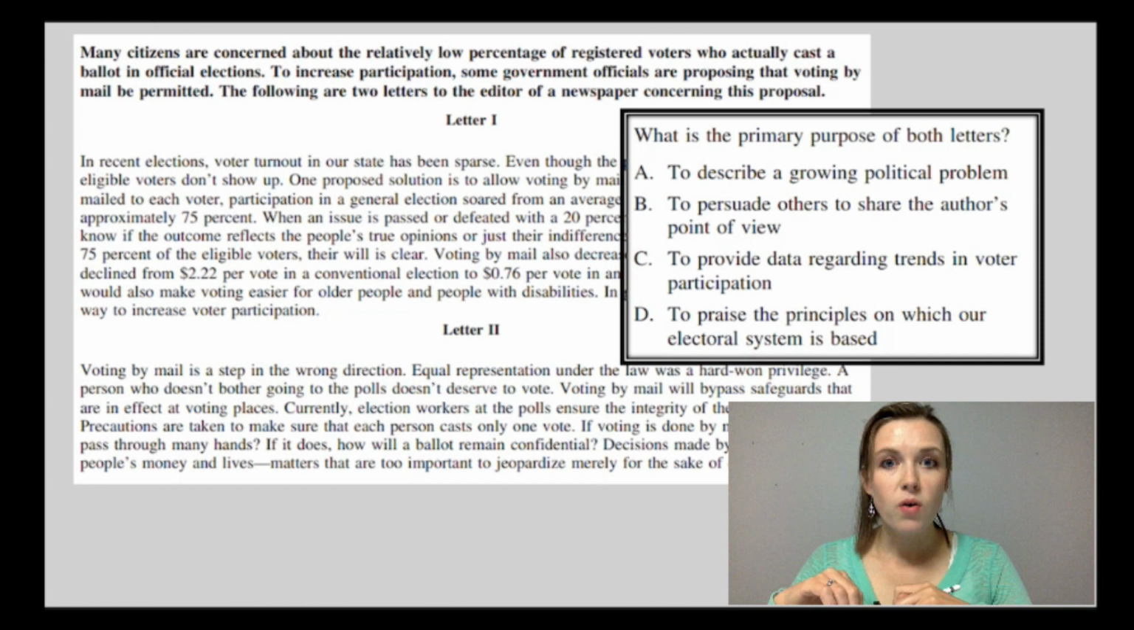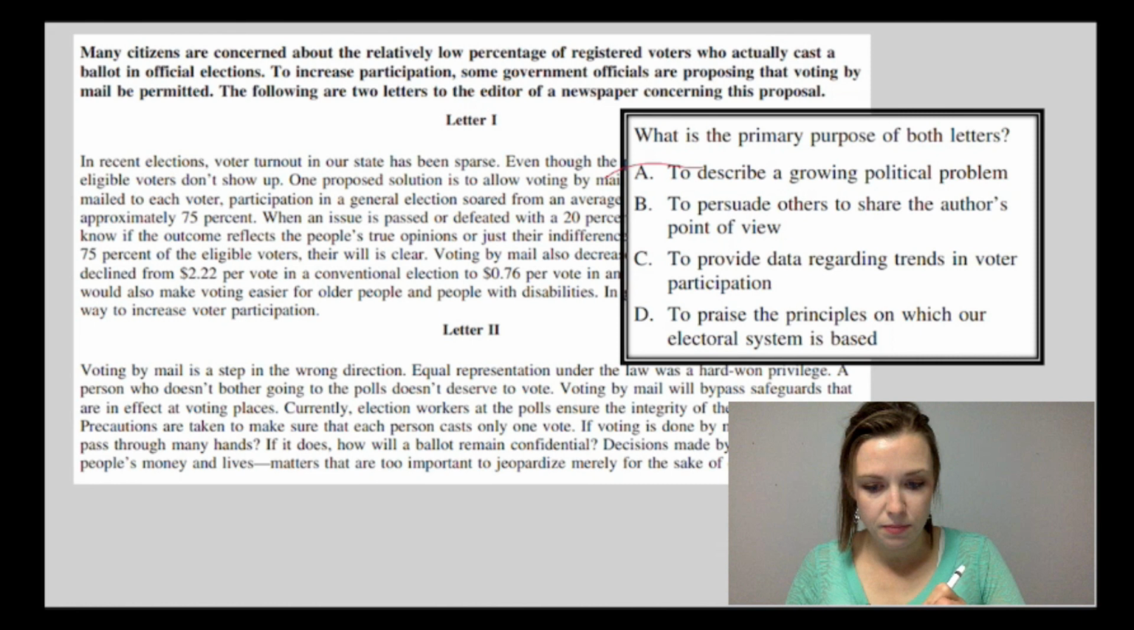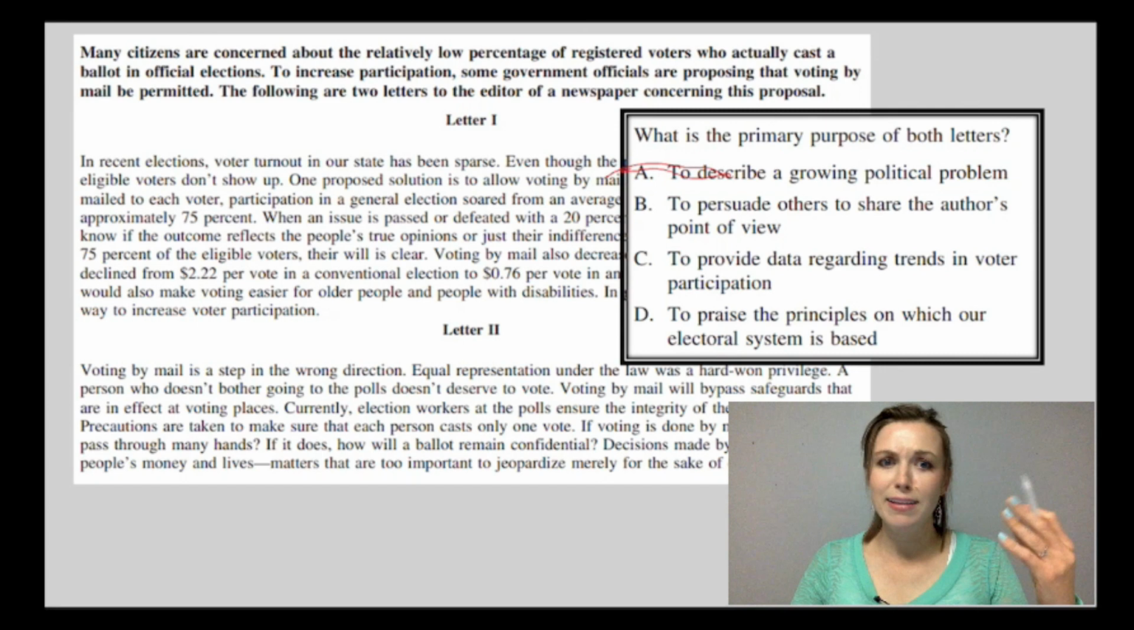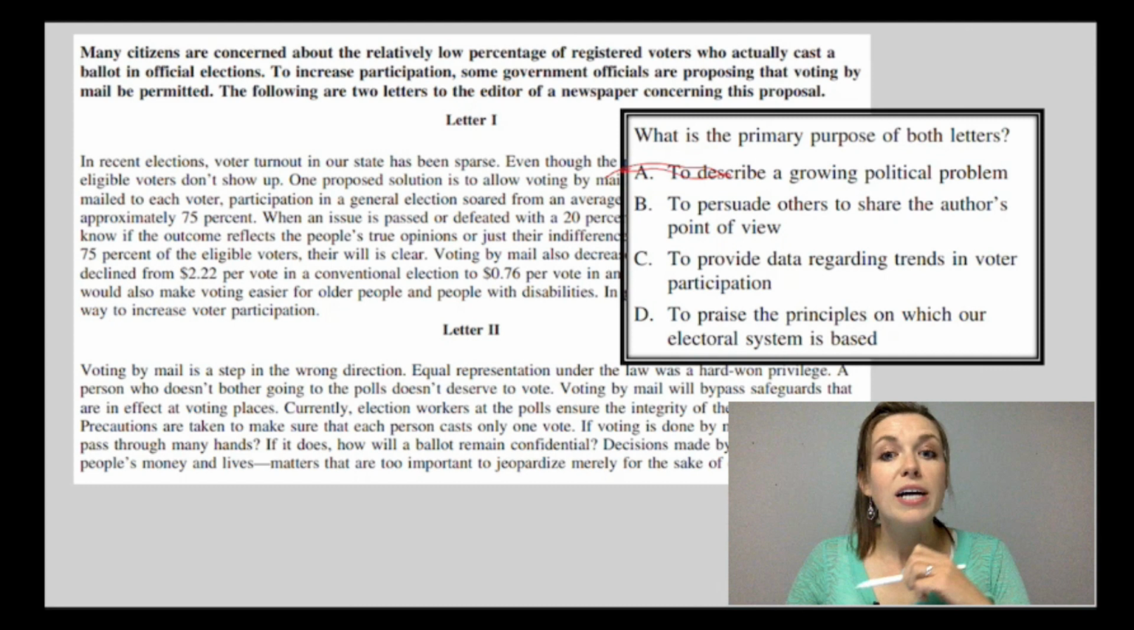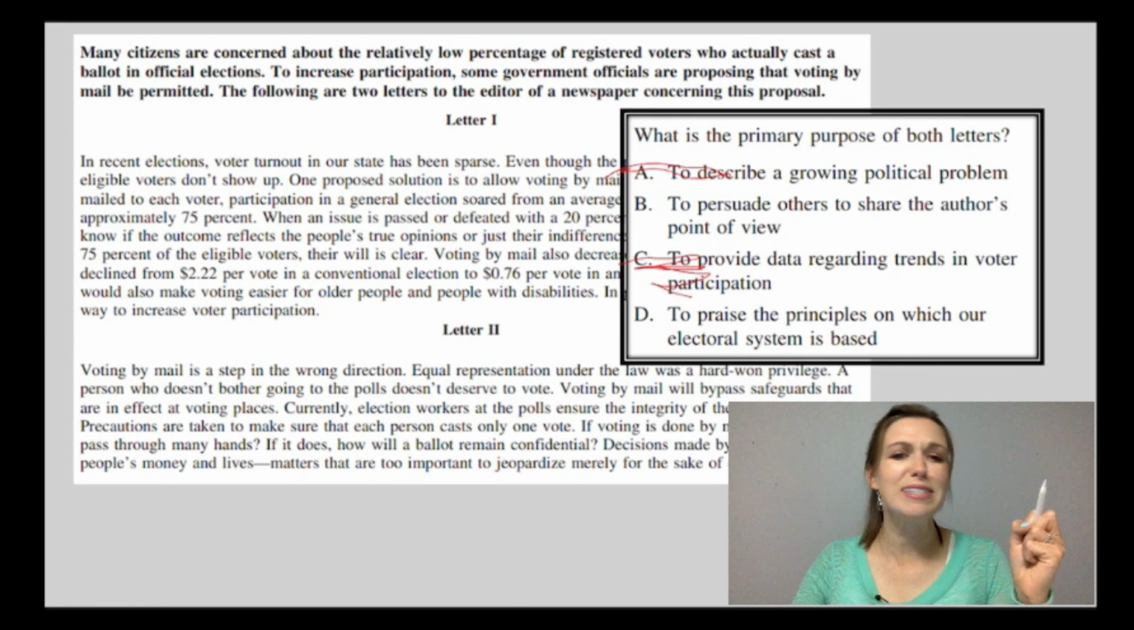Okay, so what is the primary purpose of both letters? To describe a growing political problem? Is this a political problem? No, I mean, it's an issue, but it's not a political problem. To persuade others to share the author's point of view. Yeah, letter 1 is like, let's do mail-in ballots. Letter 2 is like, no, let's not do mail-in ballots. C, to provide data regarding trends in voter participation. No, that's not their purpose. To praise the principles on which our electoral system is based. No. So the answer is B.